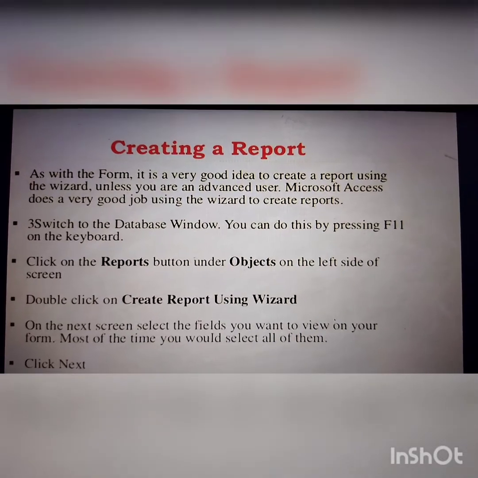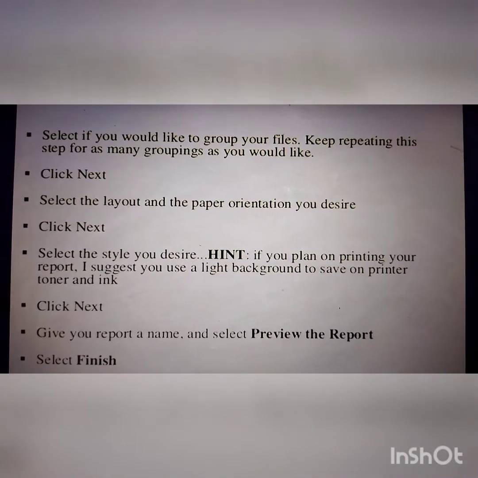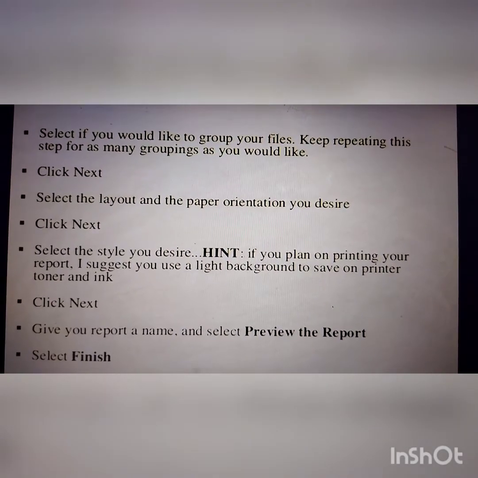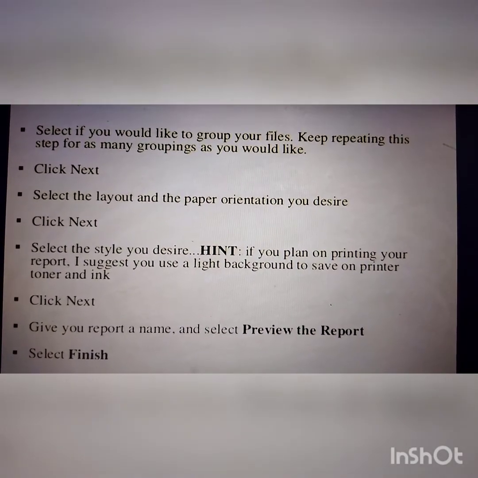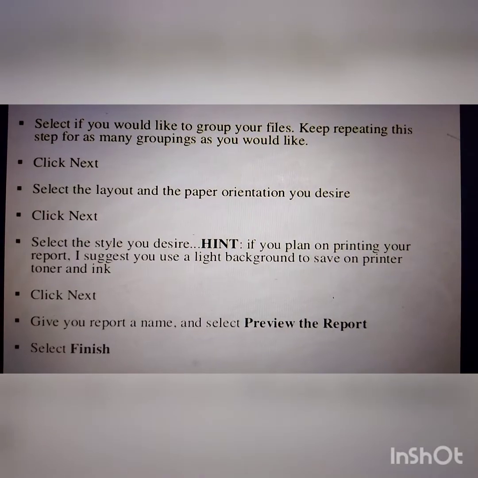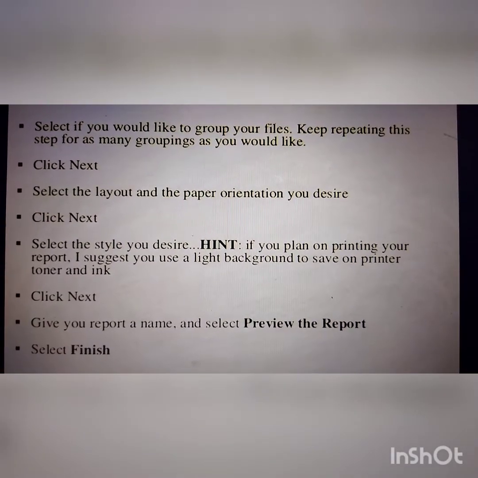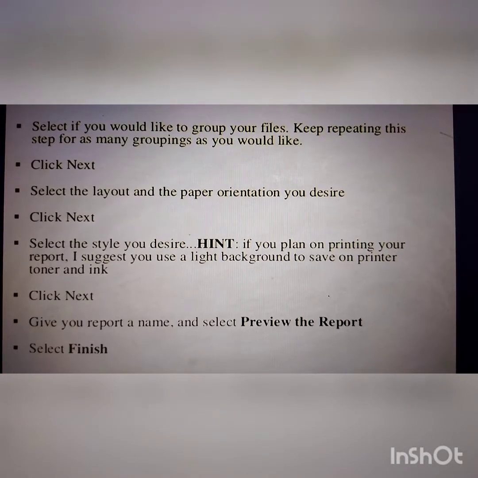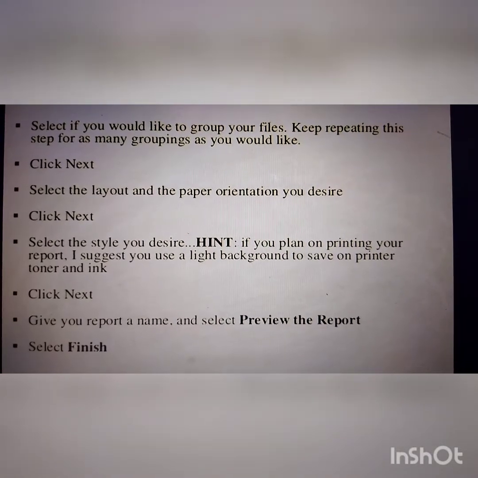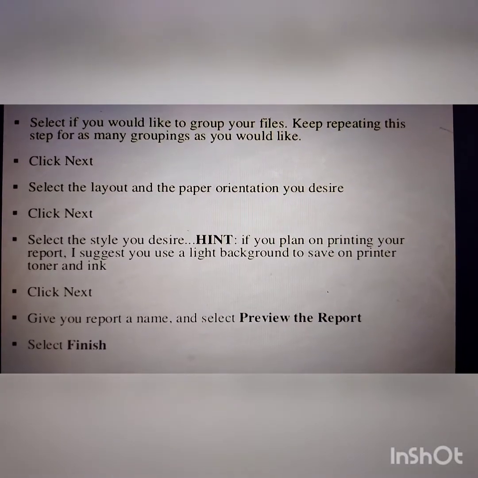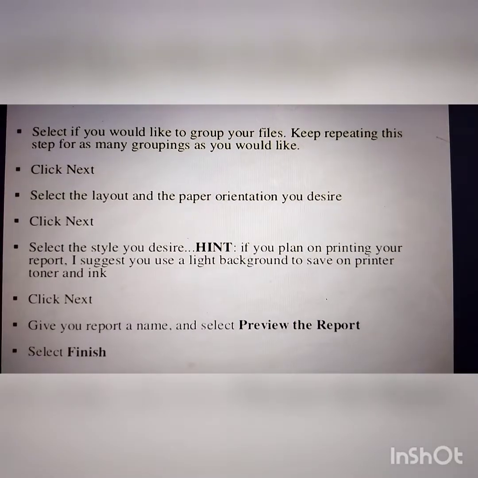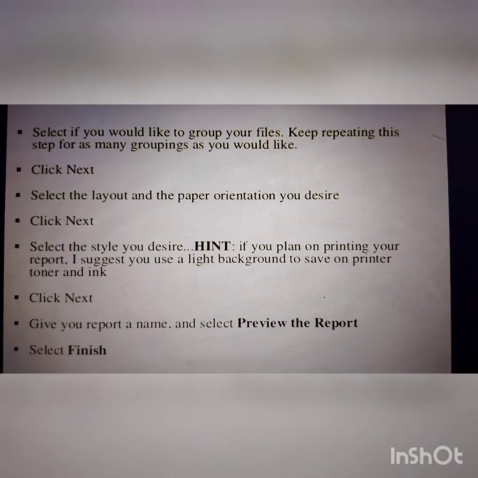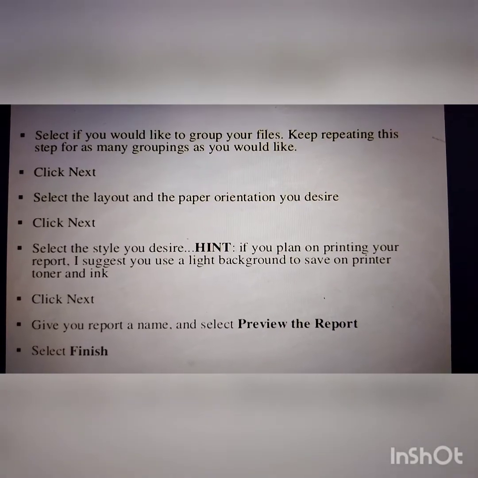Click next. Then, students, select if you would like to group your fields. Keep repeating this step for as many groupings as you would like. Click next. Then select the layout and the paper orientation you desire. Click next. Then select the style you desire. If you plan on printing your report, I suggest you use a light background to save on printer toner and ink. Now click next, give your report a name, select preview the report, and select finish.